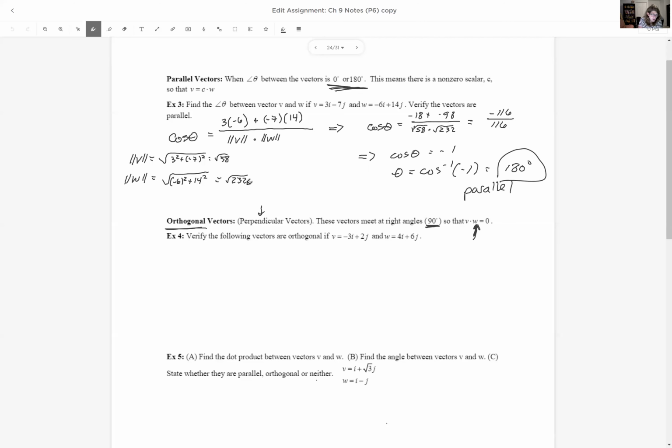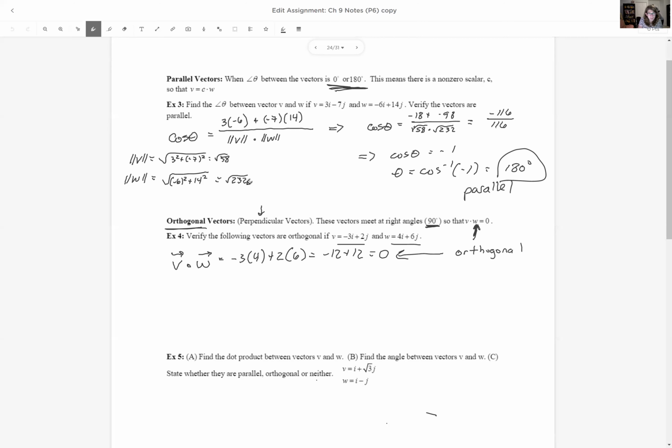So you don't even have to do this whole thing if you don't want, but I'll show you what happens when you do this whole little formula above to verify that the vectors make a 90-degree angle with each other. So we have two new vectors, V and W. Let's jump into the dot product. If I do V dot W, we get -3 times 4 plus 2 times 6. It's -12 plus 12. That's equal to 0. If the dot product is 0, you know they are orthogonal.